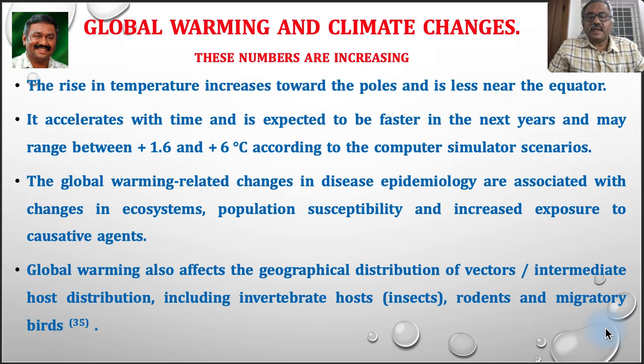The global warming related changes in disease epidemiology are associated with changes in ecosystem, population susceptibility, and increased exposure to causative agents. Global warming also affects the geographical distribution of vectors and intermediate host distribution, including invertebrate hosts like insects, rodents, and migratory birds.